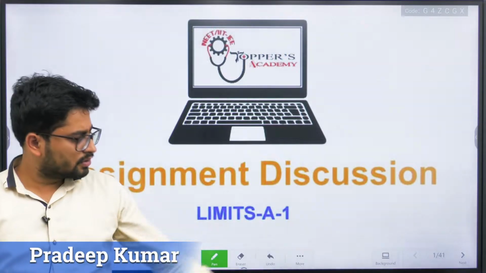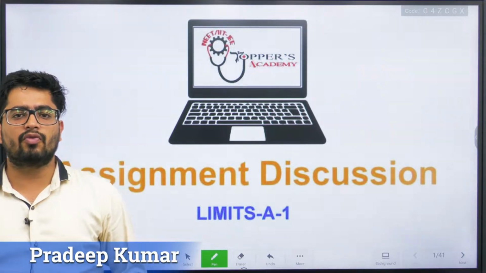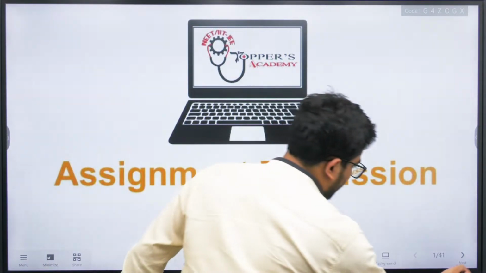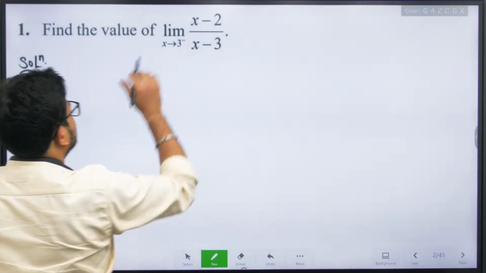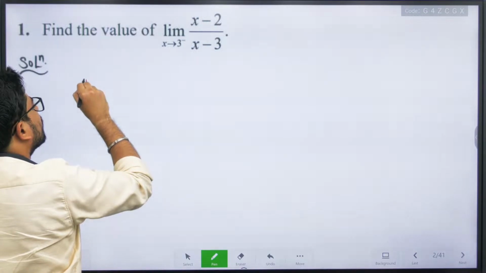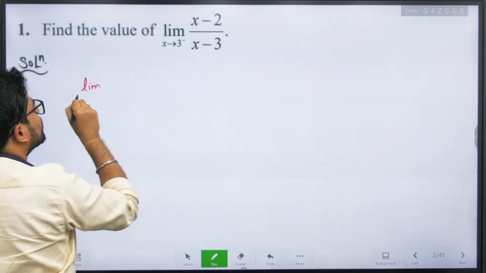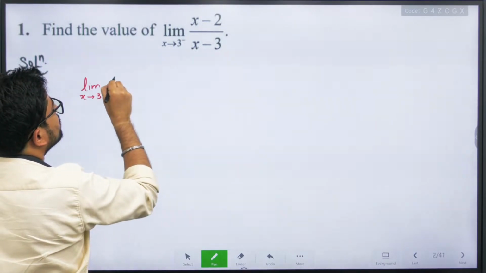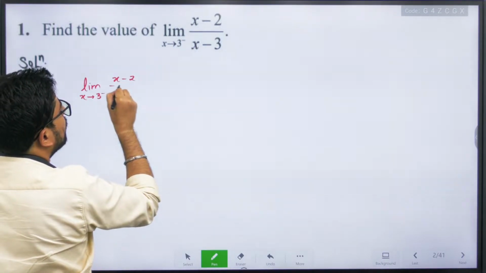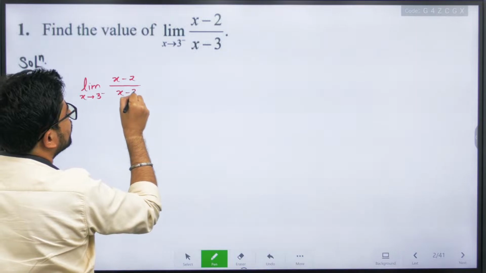Hello students, today we'll discuss assignment number 1 on limits, and your first question is here. You have to find the value of this limit: limit x tends to 3 minus of (x minus 2) upon (x minus 3).